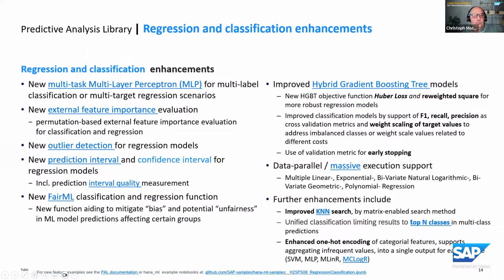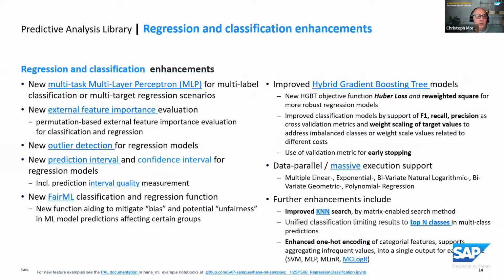Outlier detection is a completely new algorithm for regression scenarios, something you would do in pre-processing before building the regression model. And then there's also enhanced prediction and confidence intervals for regression models, which we will also have for time series models in general, including the measurement of the prediction interval with a function called interval quality, relevant for regression as well as for time series scenarios.